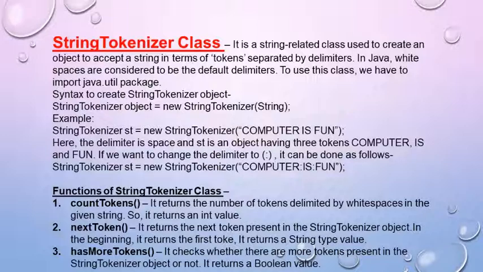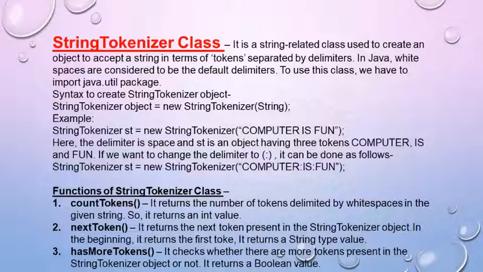If we want to change the delimiter to colon, it can be done like this. StringTokenizer st equals new StringTokenizer. In quotes, we have to write computer. Instead of space, we'll be putting a colon there. Is, then a colon, and fun. This is how a StringTokenizer class is used.